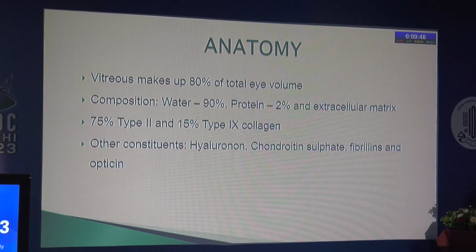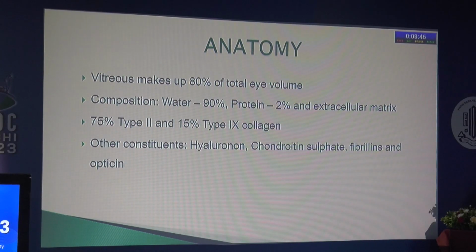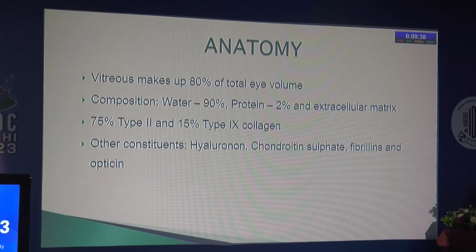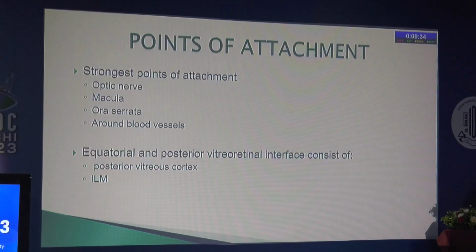So anatomy: vitreous makes up 80% of the total eye volume, and it is composed of 90% water and 2% protein, which mainly contains collagen and other constituents like hyaluronate, chondroitin sulfate, fibrin, and opticin. The vitreous is strongly attached at certain points, which you should always know. That is the optic nerve head, macula, ora serrata, and around large blood vessels. And the interaction of the posterior vitreous cortex and the retina is what makes the vitreoretinal interface.